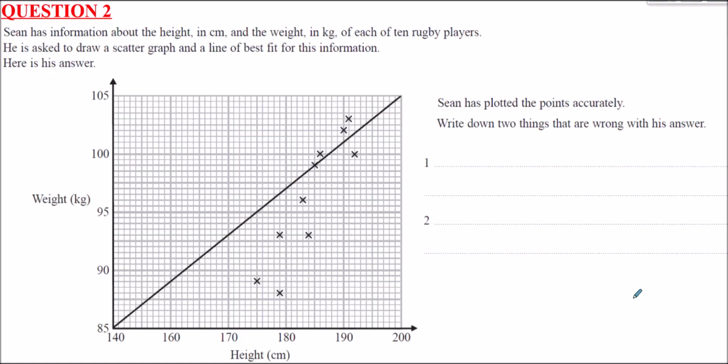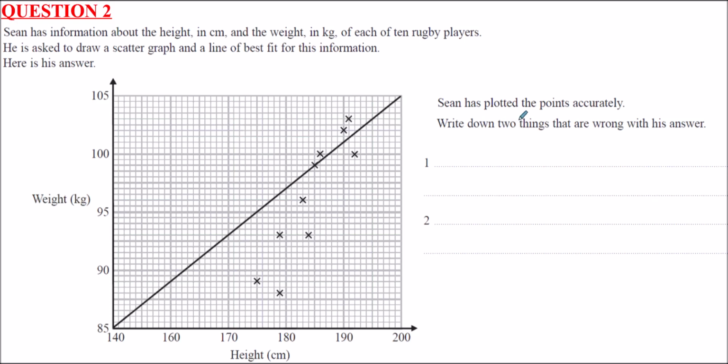Question 2, we've got a scatter graph here. So Sean's got information about the height in centimetres and the weight in kilograms of each of 10 rugby players. He's asked to draw a scatter graph and a line of best fit of his information, and here is his answer. It says he's plotted the points accurately, so that's not the issue. What other two things are wrong with his answer?